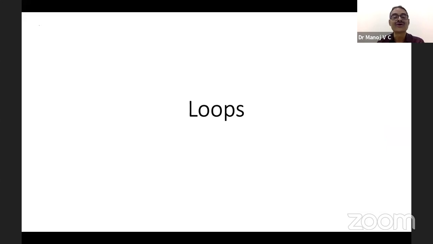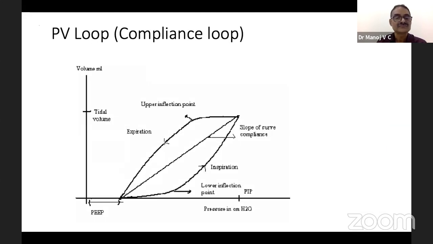Now let's talk about loops. The first loop that we'll discuss is the pressure volume loop. It's otherwise called the compliance loop, because we know that the ratio of pressure and volume, or rather delta V by delta P, we said is the compliance of the baby. So the pressure volume loop is going to tell you the compliance.